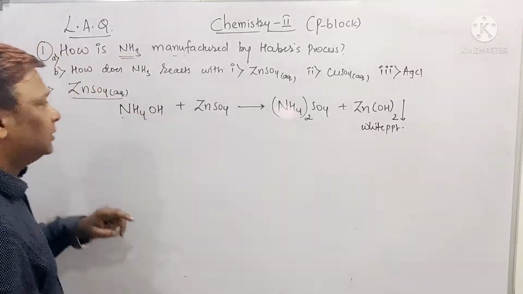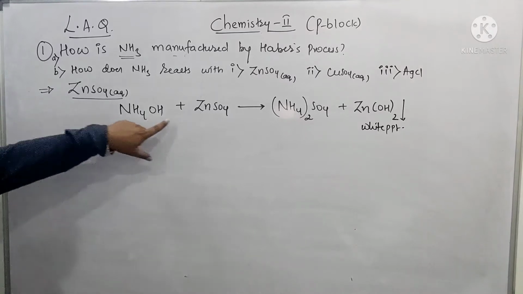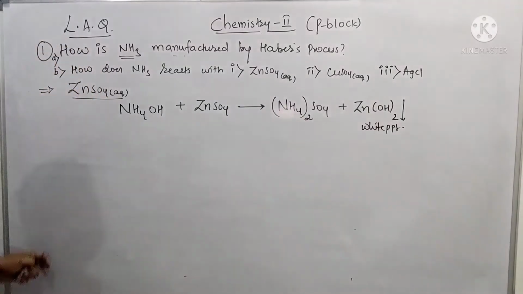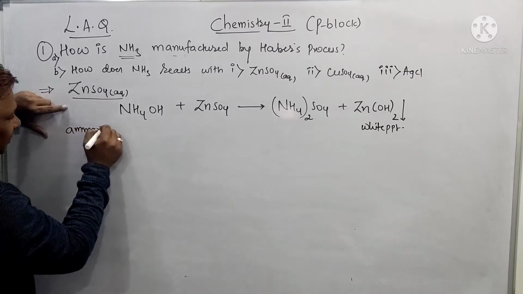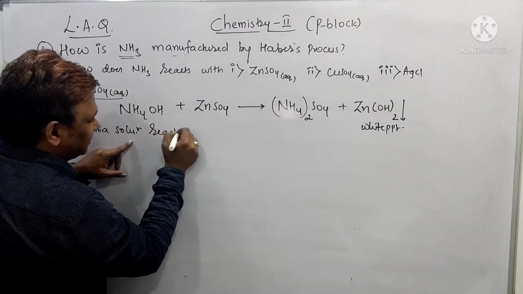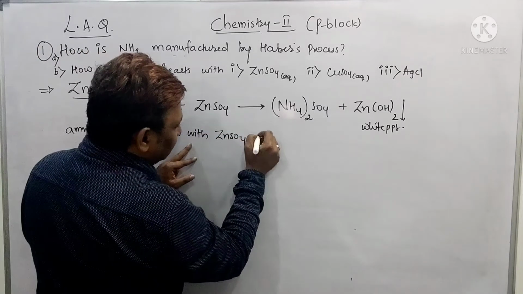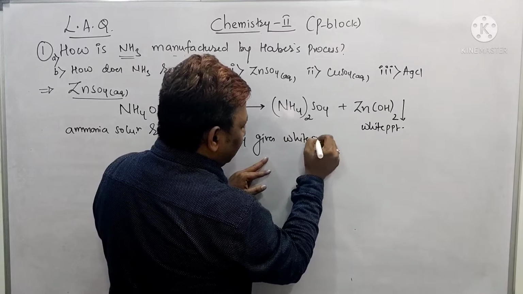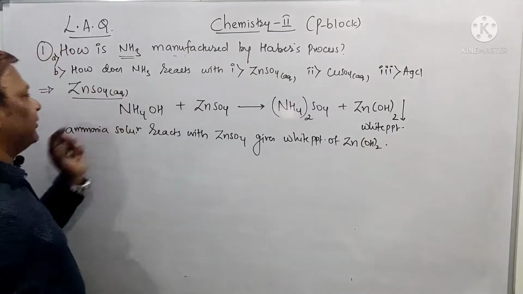If you want to write the statement, you can write it this way. Ammonium hydroxide, meaning ammonia solution, on reacting with ZnSO4 gives a white precipitate of Zn hydroxide and ammonium sulfate. So you can write the statement here. I will write here: ammonia solution, meaning NH4OH, reacts with ZnSO4, gives a white precipitate of zinc hydroxide. The first part is over.